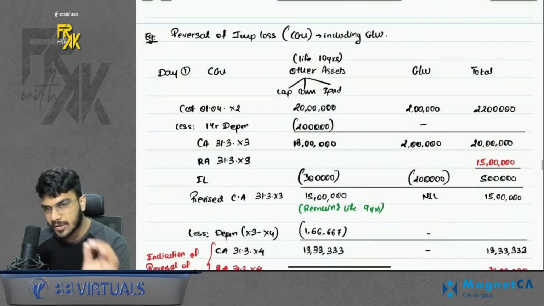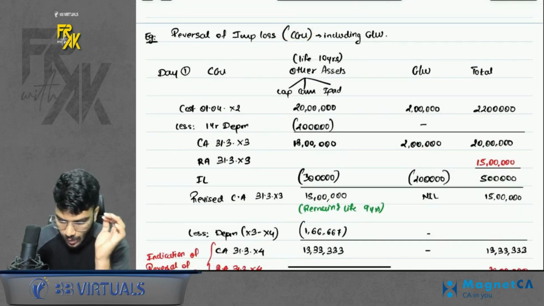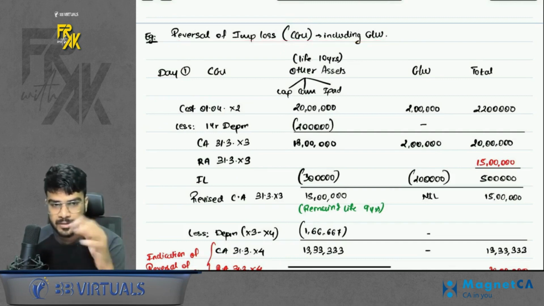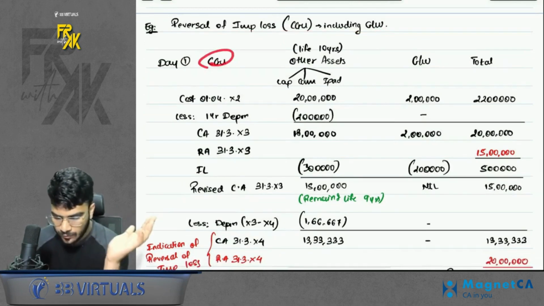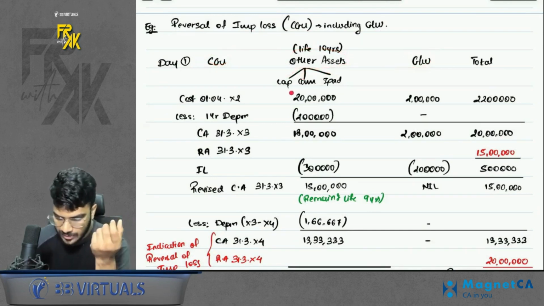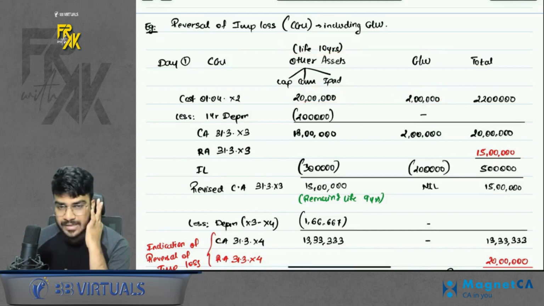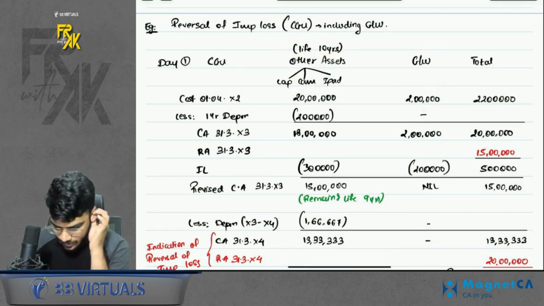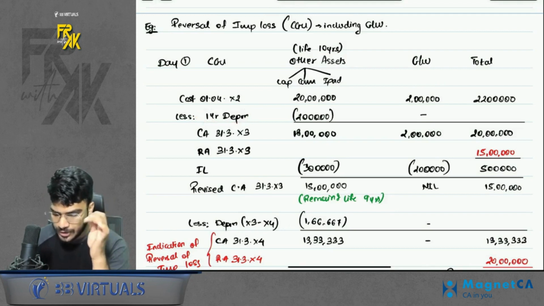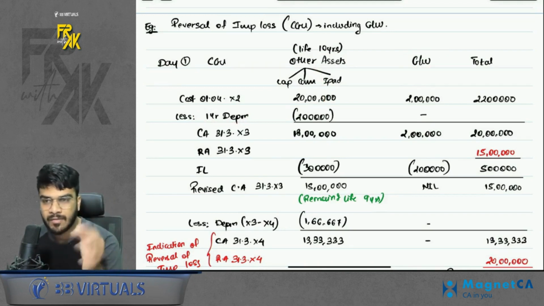Now we will talk about reversal of impairment loss on a CGU. How do we check for the reversal of impairment loss in a CGU? Let's say, for example, I have a CGU with other assets comprising 3 items and there is goodwill. The total of these 3 items is 20 lakhs and goodwill is 2 lakhs. Life is 10 years for other assets. Say I use the asset for 1 year and charge 1 year depreciation. I will only depreciate other assets and not goodwill. Why? Goodwill is not amortized. It is only tested for impairment annually.